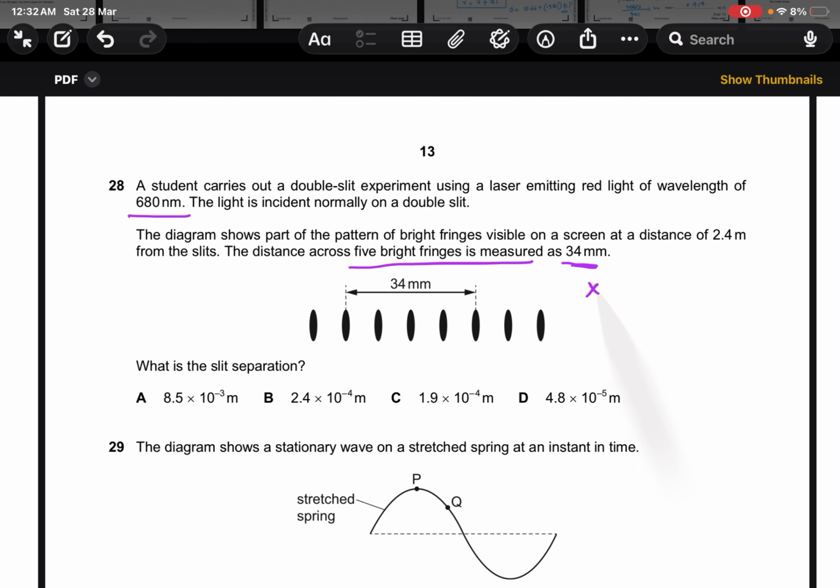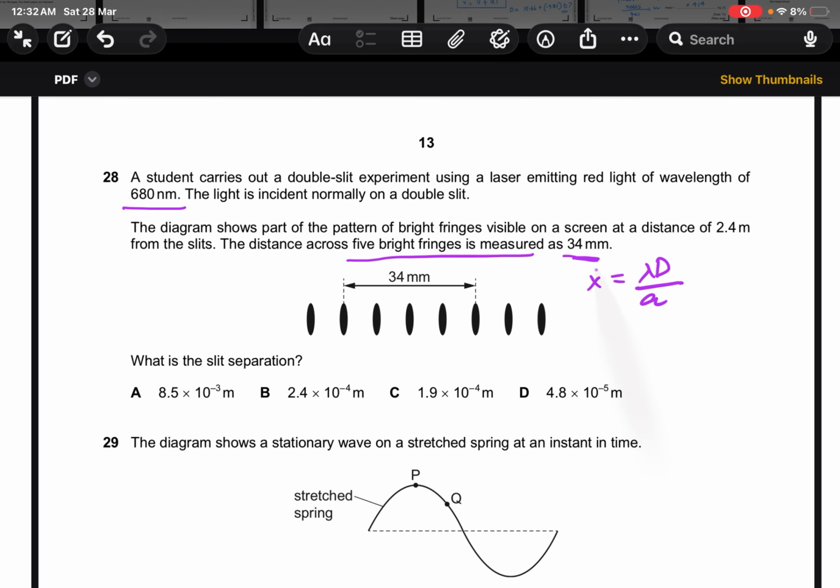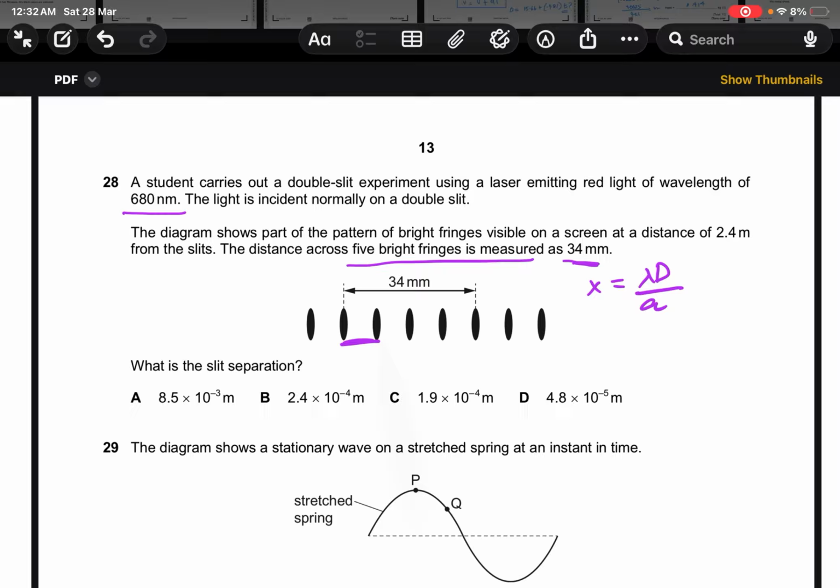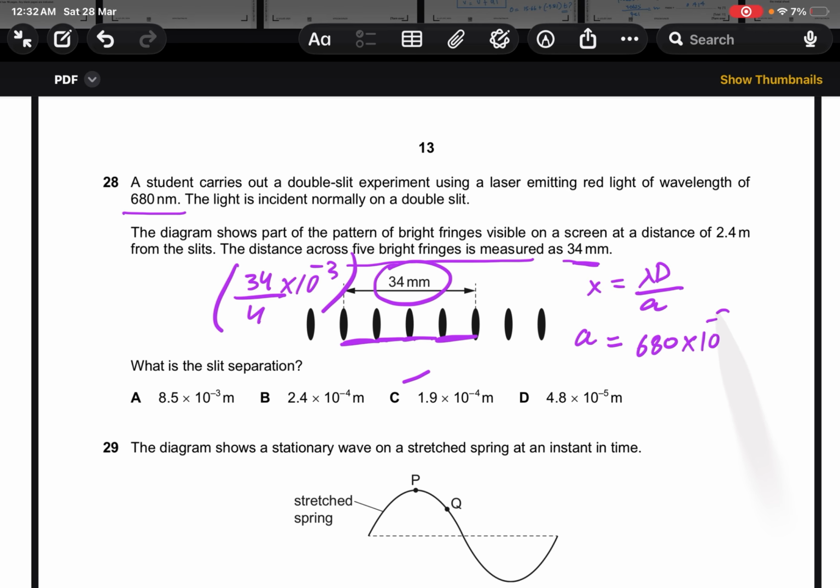Acha ji, so x equals lambda d upon a. Your x is your fringe distance, so between 1, 2, 3, 4, 4 fringes is 34 millimeters, so one fringe is going to be 34 upon 4 into 10 raised to power negative 3 meters. Acha, that is our x. So a equals lambda, which is 680 nanometers, so into 10 raised to power negative 9 times d, which is 2.4 meters upon 34 upon 4 into 10 raised to power negative 3.